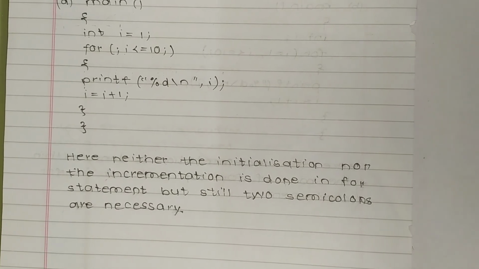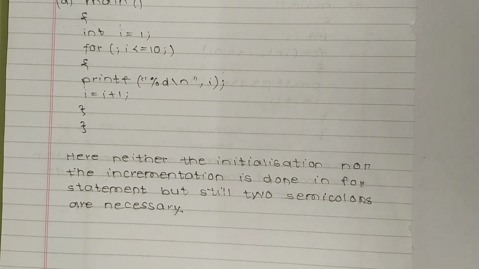Now D: main, int i = 1, for i <= 10, printf("%d\n", i), i = i + 1. Here neither the initialization nor the incrementation is done in the for statement, but still two semicolons are necessary. The initialization is done in int i = 1, and the incrementation is done in i = i + 1. But in the for statement, two semicolons are given before i <= 10, so those are necessary. It is not necessary to write everything in the for statement. You can write it separately also, like it is written in example D, that is program D.